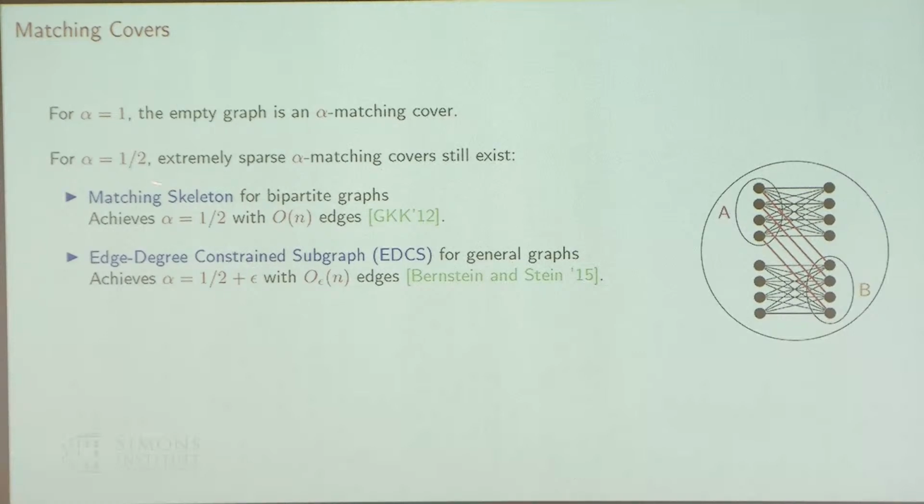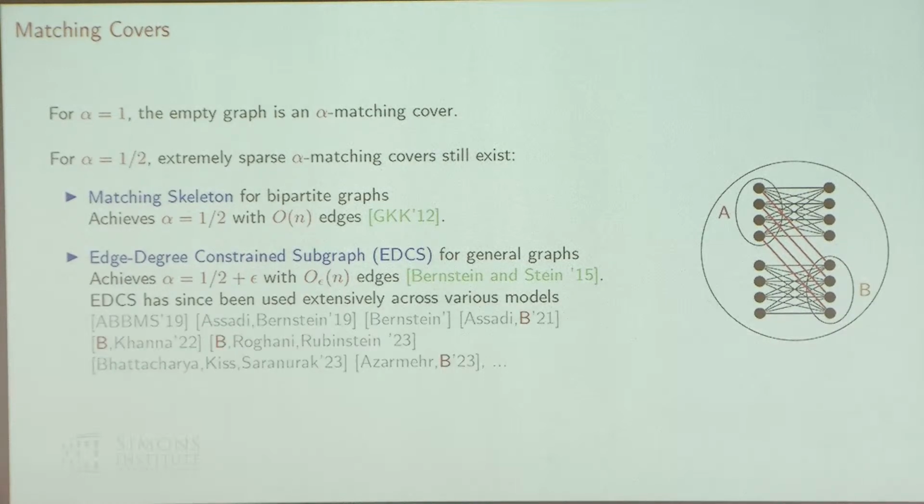For alpha equals half, we do actually have really sparse matching covers. In the original GKK paper, they gave a construction of a matching sparsifier, which they call the matching skeleton. It works for bipartite graphs and achieves alpha equals half with only order n edges. You can achieve almost the same bound of half plus epsilon for general graphs, again with order n edges, using a different matching sparsifier called edge degree constrained subgraphs, or EDCS, which was introduced by Bernstein and Stein in 2015 and has been used extensively since. So these matching sparsifiers are sparse, they preserve matchings that are not too small, and they've found a lot of applications.